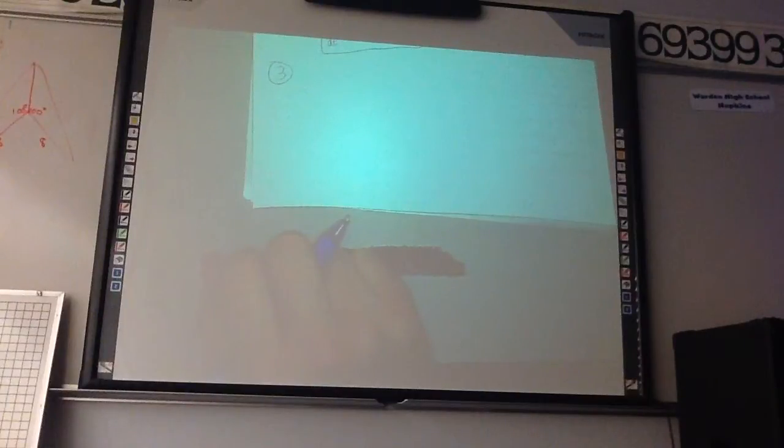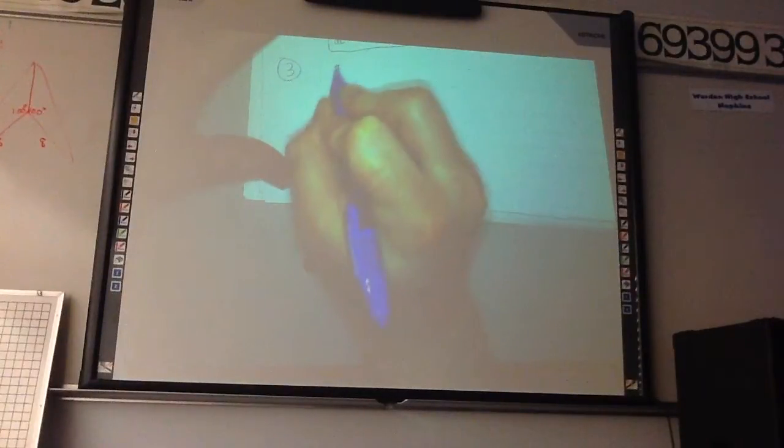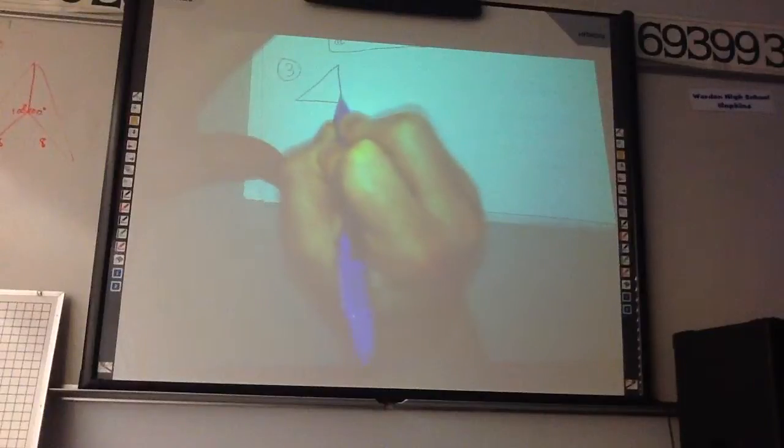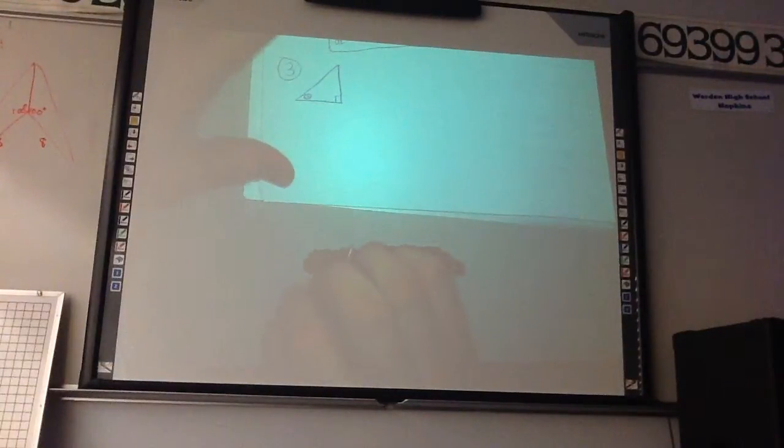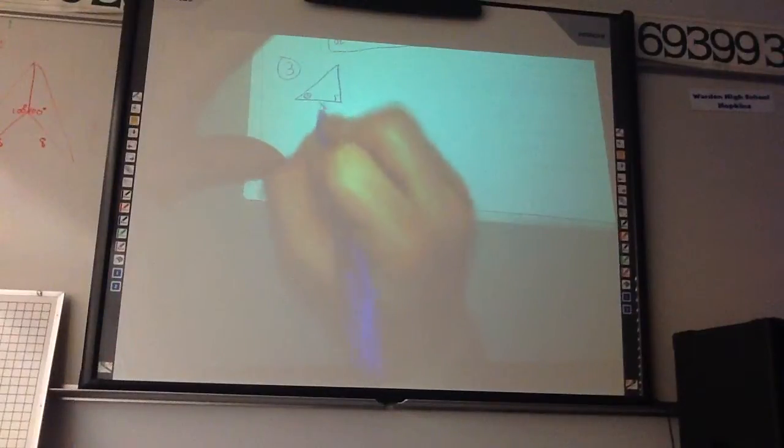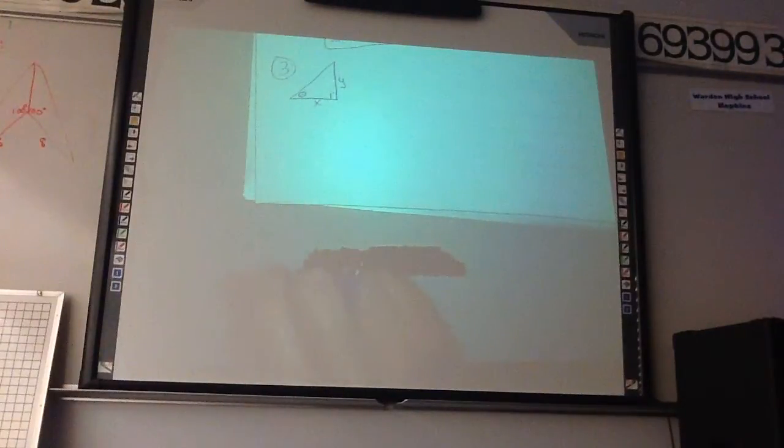Let theta be the acute angle of a right triangle with legs of length x and y. I see a picture there. Draw a right triangle with an acute angle, and it doesn't matter how you draw it. Theta is one of the angles. The legs are x and y.